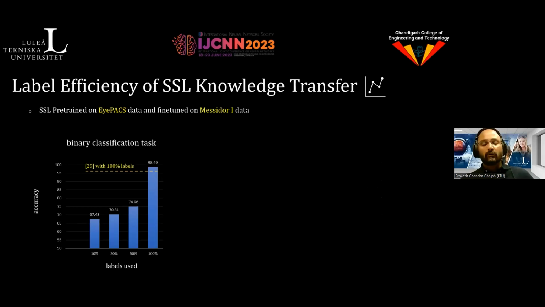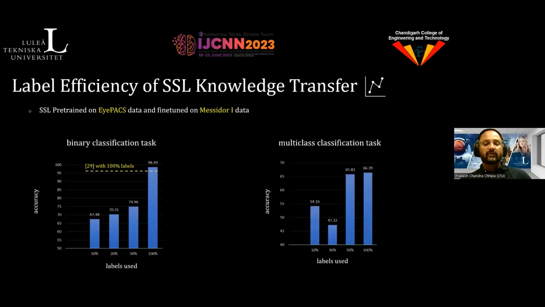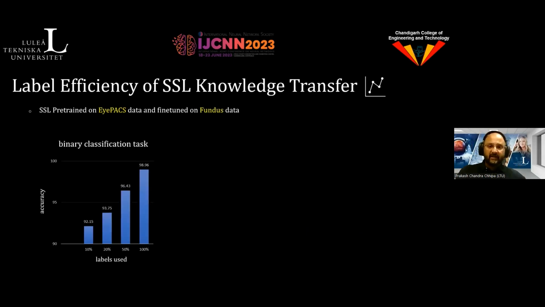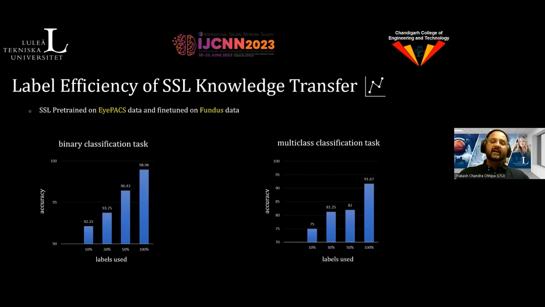Similarly, we could see the results when we use different label fractions, from 10% upward, in the fine-tuning. The performance of the downstream classification task eventually attains better performance. In the multi-class classification for the MESSIDOR dataset, it is interesting to note that we could get performance comparable to fully supervised settings with 50% of the labels. A similar pattern follows for the Fundus datasets in the case of binary classification. However, for the multi-class classification, the difference between 50% and the fully supervised settings is significant.